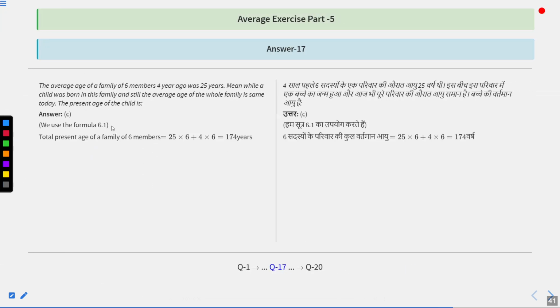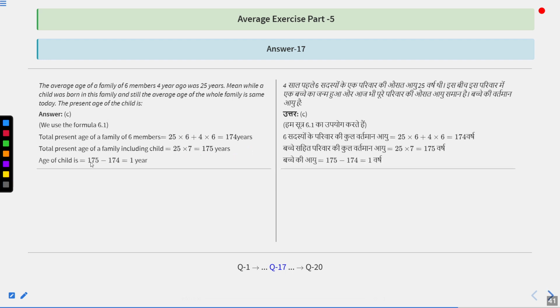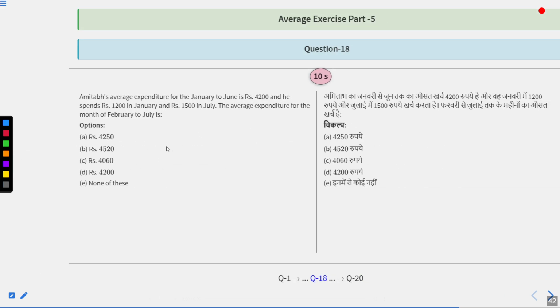We are going to use formula 6.1. So the total present age of the family of 6 members will become 25 into 6 plus 4 into 6, because this is the average of 4 years before. So the total age becomes 174 years for 6 members. Now the total present age of the family including the child becomes 25 into 7, it is given in the question. So when we multiply it we get 175. So what will be the age of the child? It means 175 minus 174, which is 1 year. Next one.